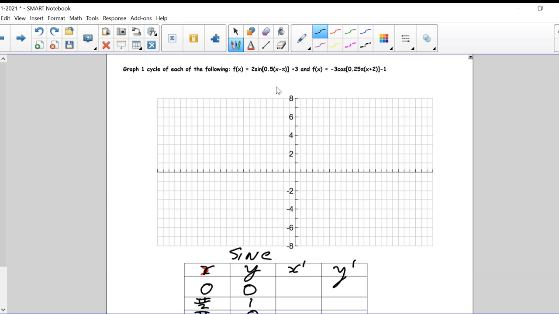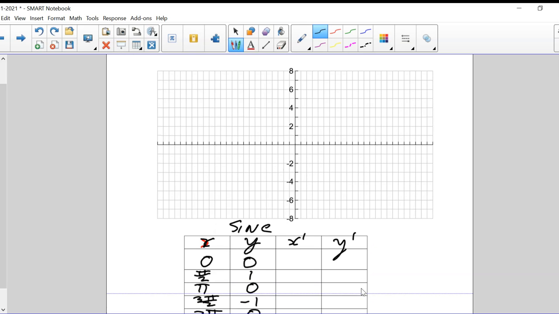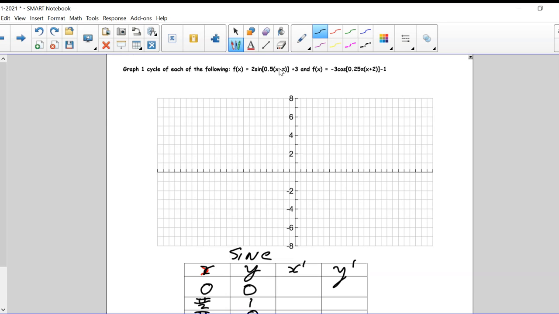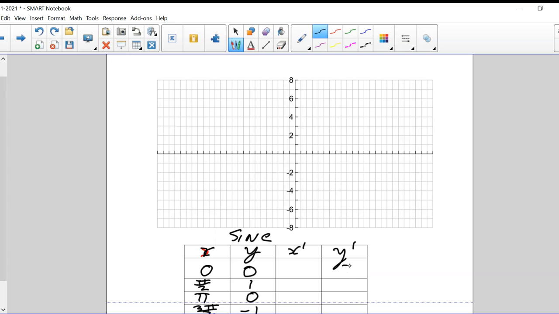We took the 2 and multiplied it by each of the y values, and then we added on whatever the vertical translation was. We multiply by the vertical stretch, and then we add on the vertical translation. So in the first case, I'm not talking about the x's, we'll get to the x's. For this y, I would take 0 times the 2, which is still 0, plus 3. So that would be 3.